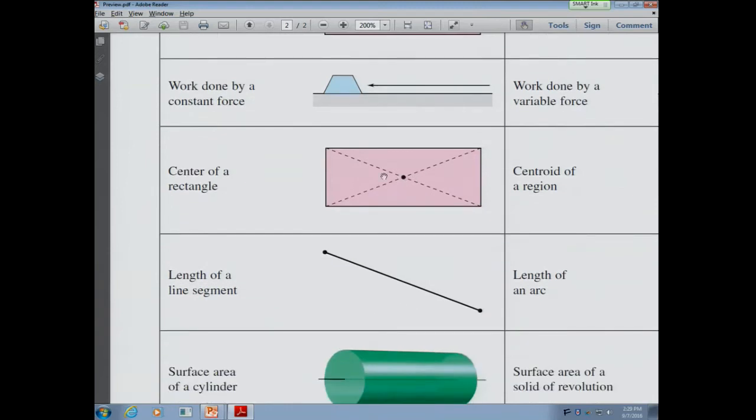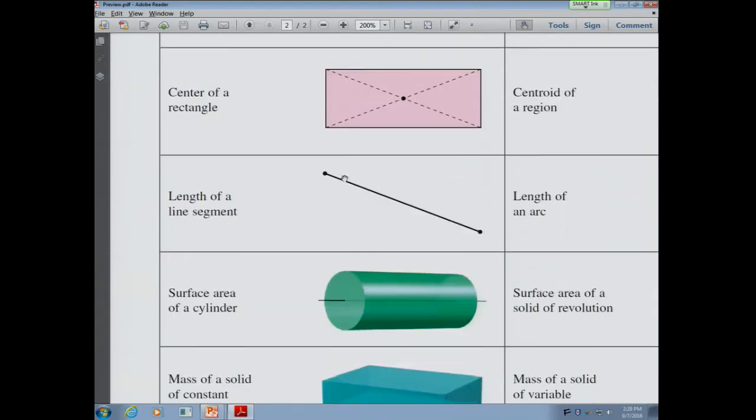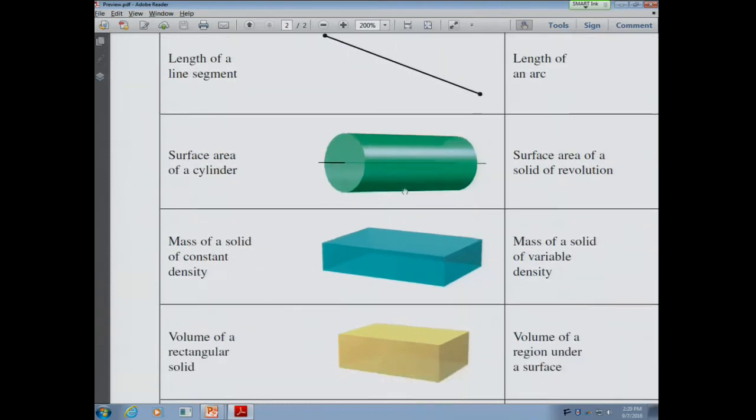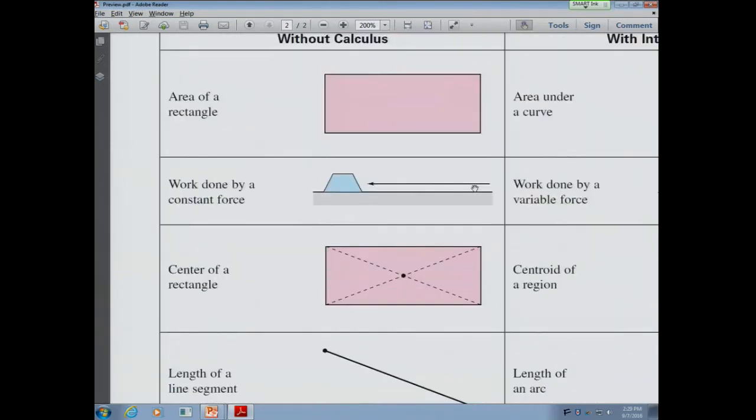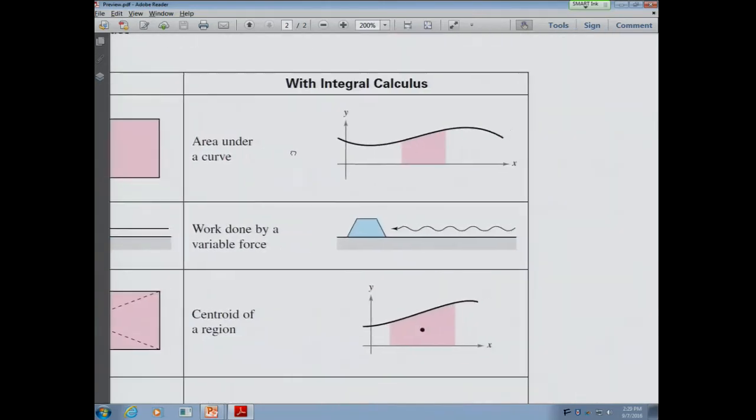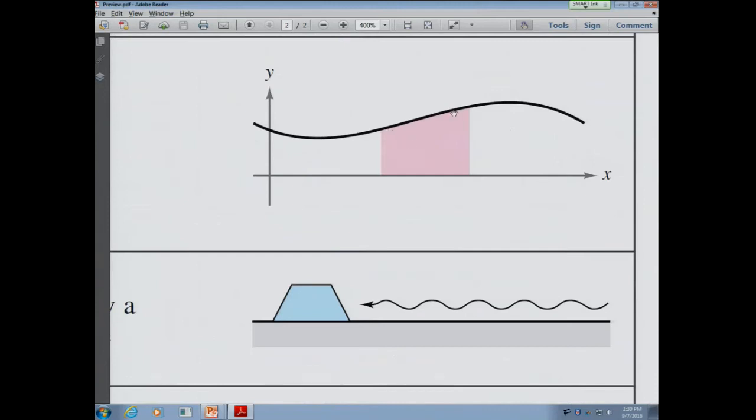Center of a rectangle, just the average x and y. The length of a line segment, that's the distance formula, and some other three-dimensional stuff that you can do right now. But what if I asked you for the area beneath a curve? Where's the geometric formula for this little shape? We don't have one. So you might come up with some ideas, and one idea might be to chop this into a rectangle and a triangle and get the areas of both of those shapes.